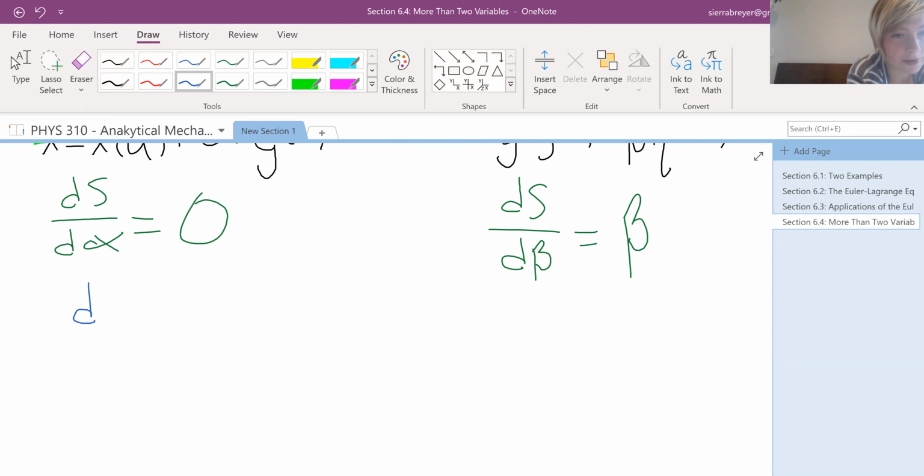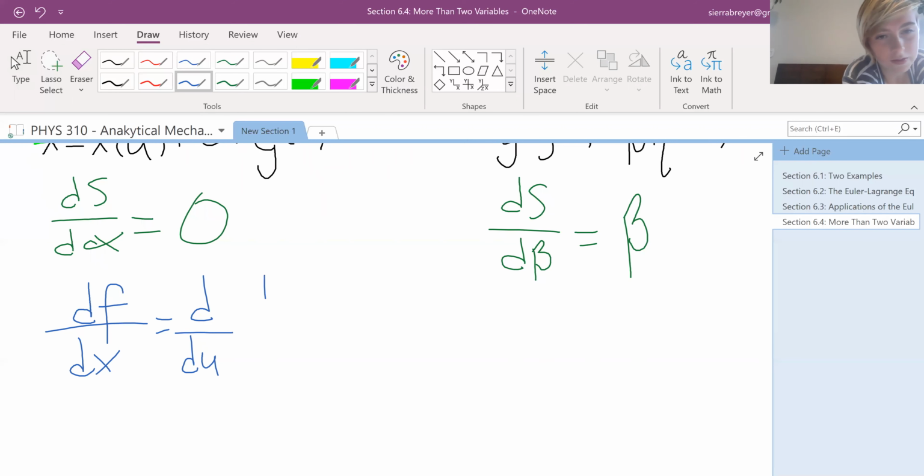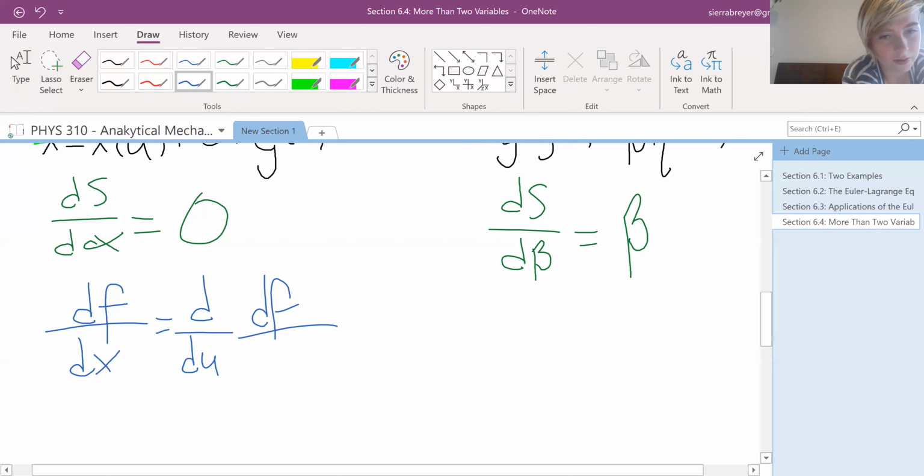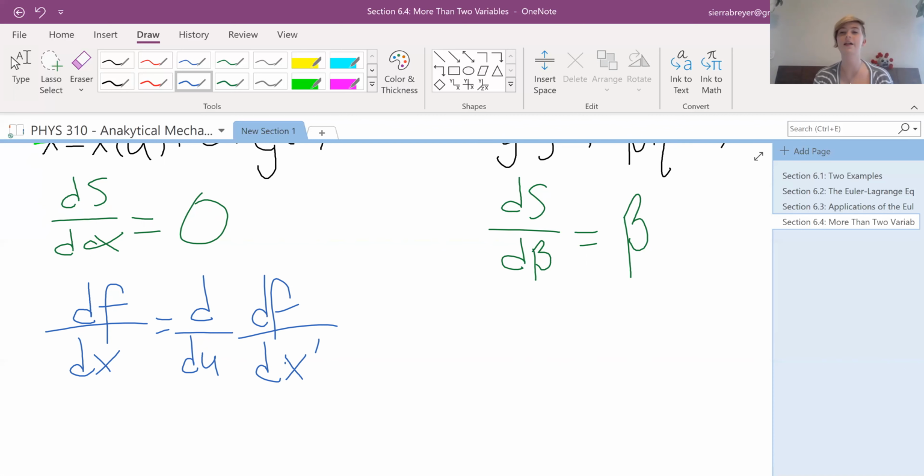The two ones that we'll end up caring about are df/dx prime and df/du. And this is because we have to deal with them separately with Euler-Lagrange. Euler-Lagrange is not like, and then we add them all together and they lived happily as a family. No, it's not a family. This is separate.